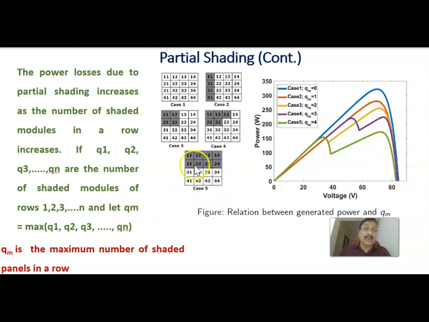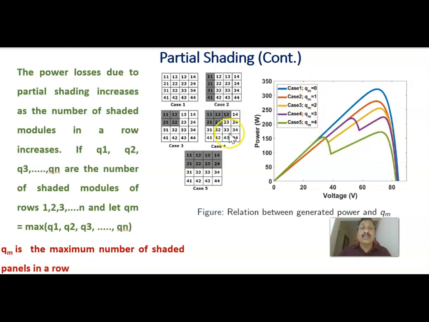Again, if the solar radiation or the shading pattern is like this one, that is 4. These are the maximum number of panels shaded in a row, equal to 4 here. In this case, QM equal to 4. For that case, this is the last one, the green one. Again, the maximum power is getting reduced, and there are multiple maxima.